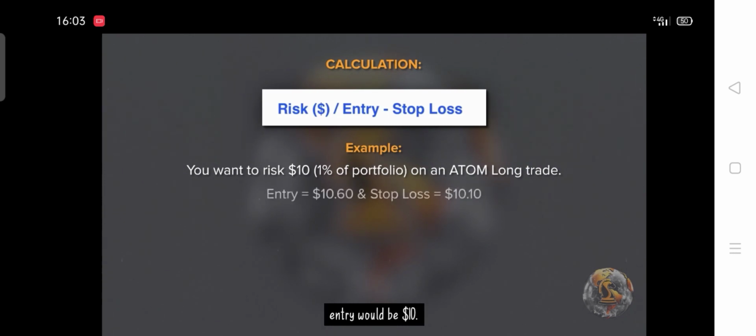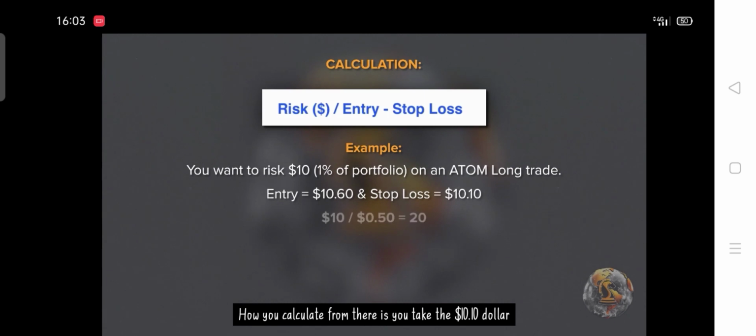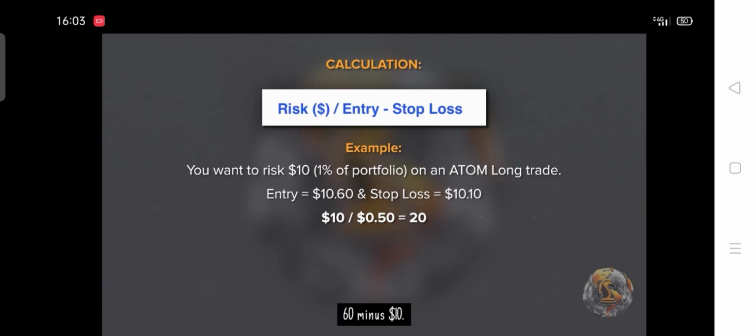So your entry would be $10.60. So that's the price of Atom. We're going to buy Atom at $10.60. We're going to put our stop loss at $10.10. How you calculate from there is you take the $10 risk, divided by the entry minus the stop, which is $10.60 minus $10.10, which is 50 cents, which gives you 20.